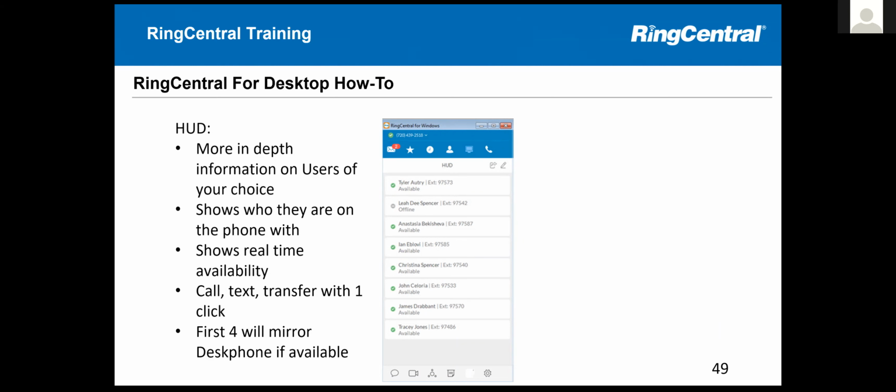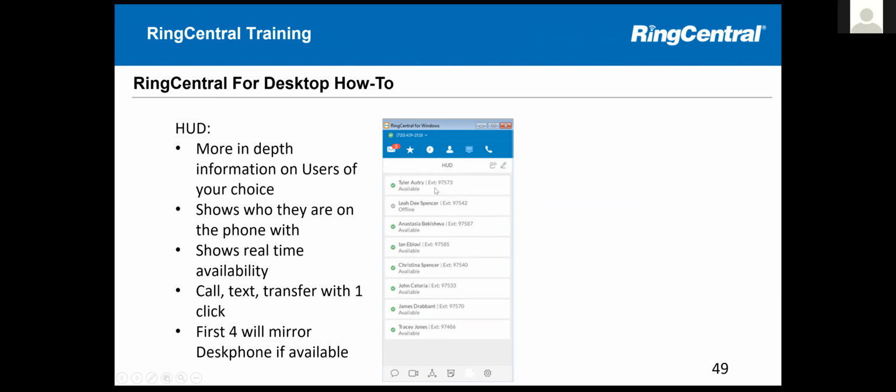Your heads-up display. Now, this is a lot like that presence we were talking about. Whereas with your physical phone, you only have like 4 extra buttons available to you. Your HUD will allow you to add a lot more people. And basically, it's just going to give you a real-time status of whether or not those folks are on a phone call or available or offline, etc. And when you put your mouse over any one of these, if they're available, you'll have the option to call or text. You can even transfer to these folks by clicking as well.